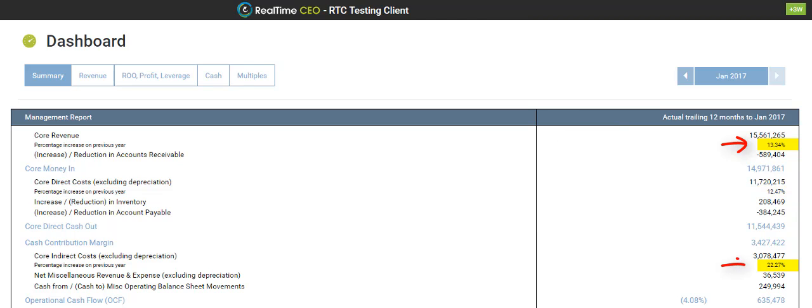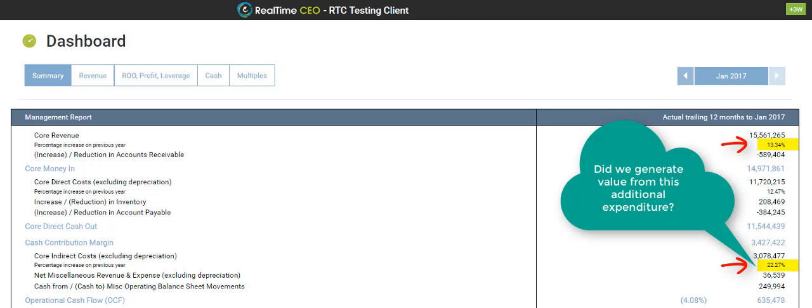Compare the change of indirect costs to the change of revenue. In this instance, while our business is 13.34% bigger, our indirect costs have increased by 22.27%, which should generate a robust conversation as to why the business spent so much more money on indirect costs, and was that spending investing for the future in strategic investments that we refer to as J-curves.